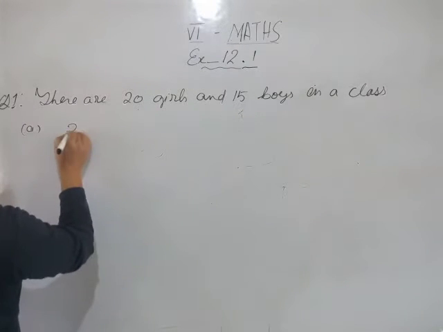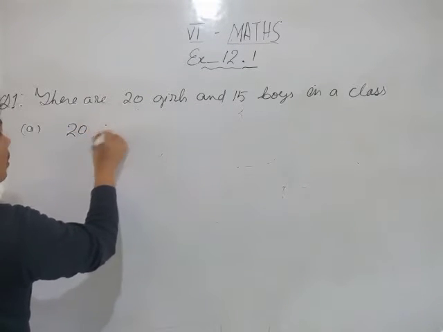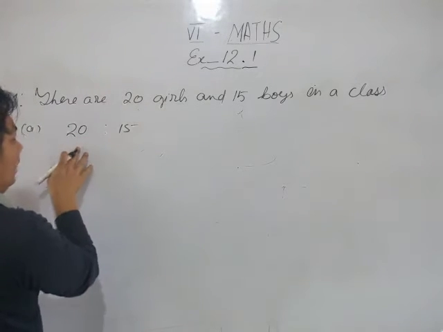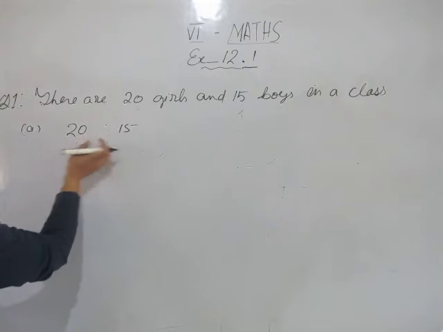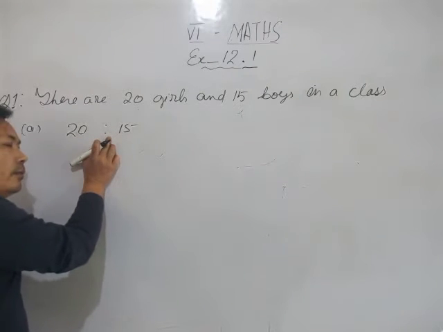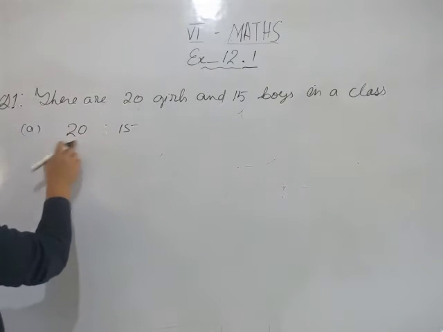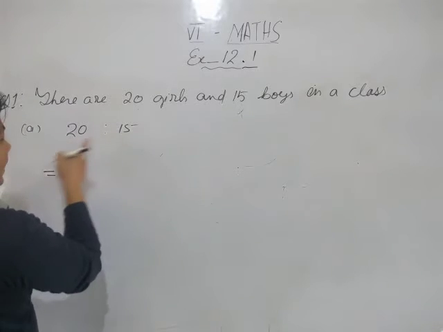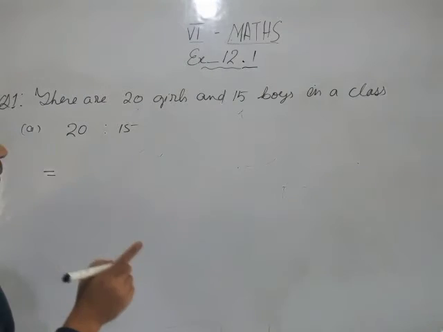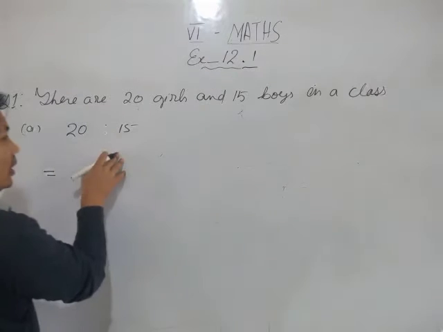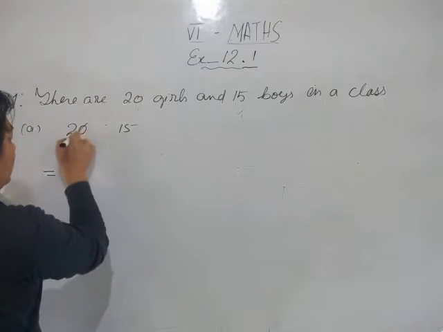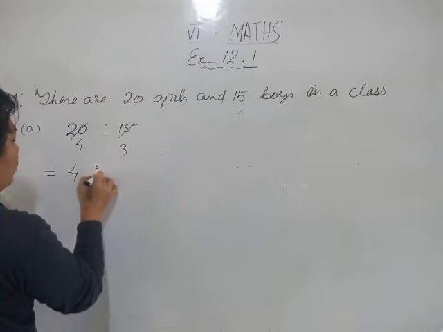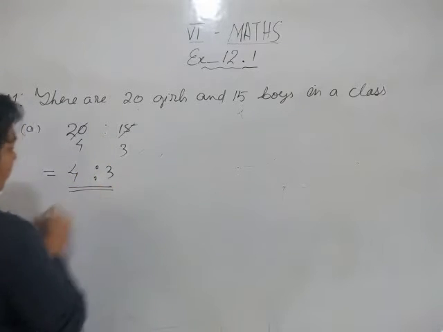Ratio means we write it as 20 girls is to 15 boys. 20 is the number of girls and 15 is the number of boys. So the number of girls to the number of boys is 20 is to 15. What happened? We can cancel with one common number, or we can divide both by one common number, that is 5. 5 4s are 20 and 5 3s are 15. Now this is 4 is to 3. So the ratio is 4 is to 3.